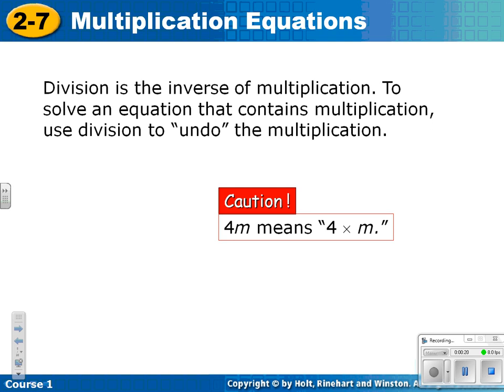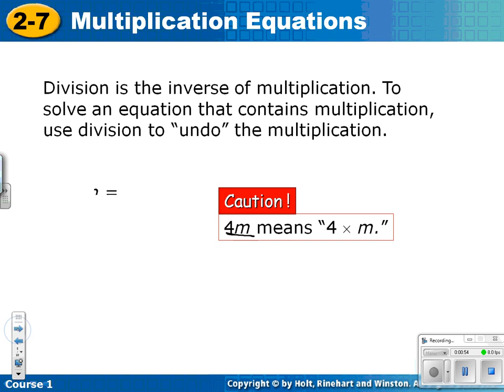Again, like I said, we have our two rules of algebra. Rule number one is figure out what's happening to the variable and do the exact opposite. Another word for the exact opposite is the inverse. That's where this word comes from. Remember, 4m, a letter and a number right next to each other, is multiplication. It means 4 times m. Okay?